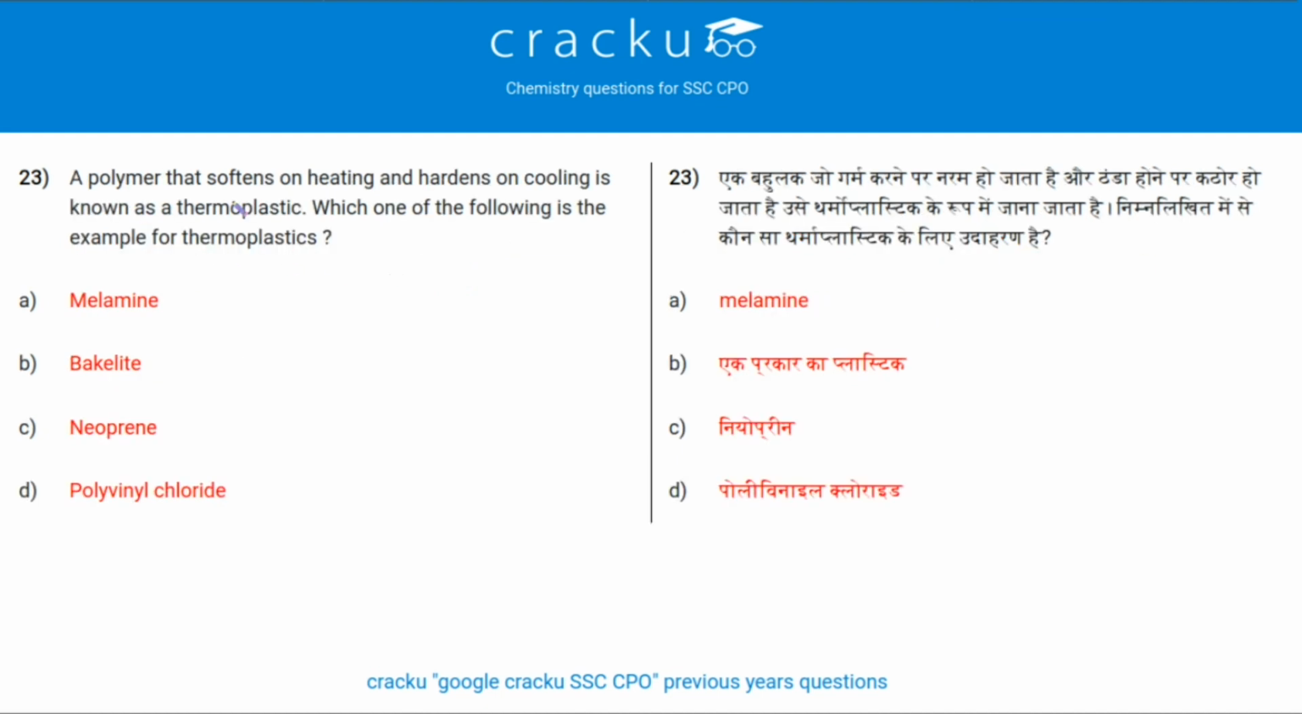A polymer that softens on heating and hardens on cooling is known as thermoplastic. Which one of the following is the example of thermoplastic? The example of thermoplastic is polyvinyl chloride, and the other examples they are polyester, polypropylene, polystyrene, nylon, Teflon. So, for now option D is the correct answer.